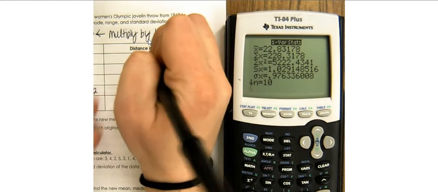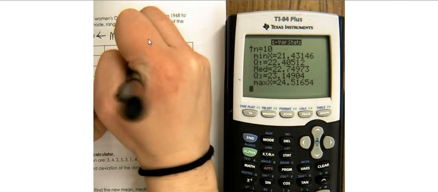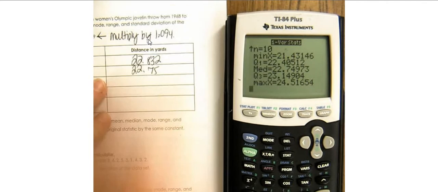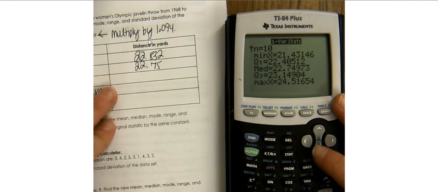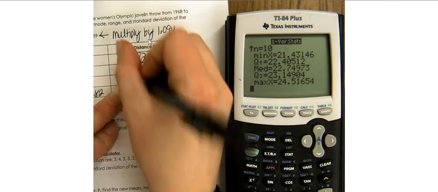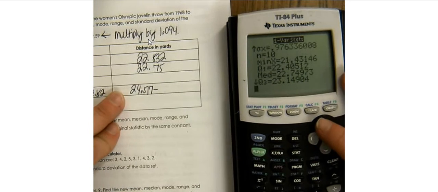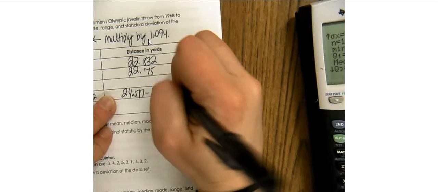My median, in this case, is 22.75, rounding it to the nearest thousandth. The next one, I'm going to leave a little bit of space for mode, and I'm going to come down to range, so that's going to be 24.517 minus 21.431, and that's going to be equal to 3.085.